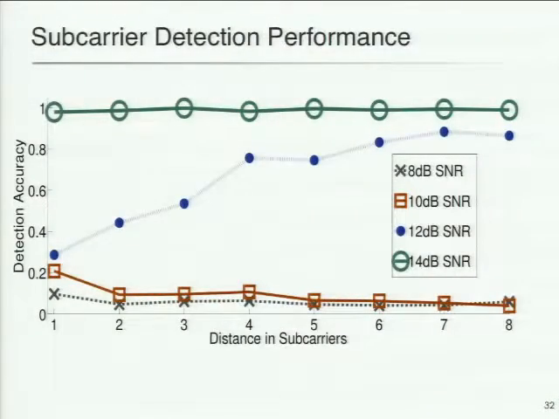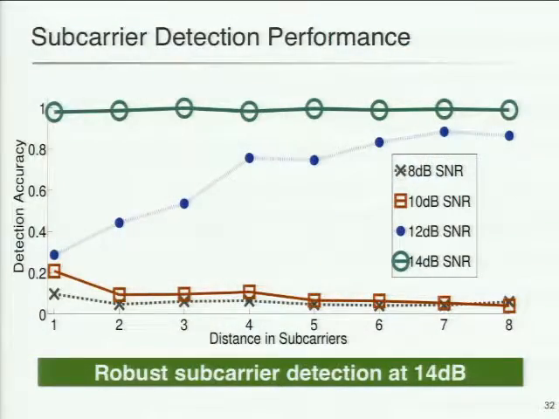So using this, I present here our subcarrier detection performance. On the y-axis, I'm showing you detection accuracy as I increase the distance in subcarriers from the self subcarrier on the x-axis. Essentially, the first point on the x-axis is most vulnerable to the self signal. To help you read this graph better, we have robust subcarrier detection at 14 dB. And what is this 14 dB? This 14 dB is essentially the signal strength of a weak access point at my listen antenna while my transmit antenna is busy transmitting my own backoff value.